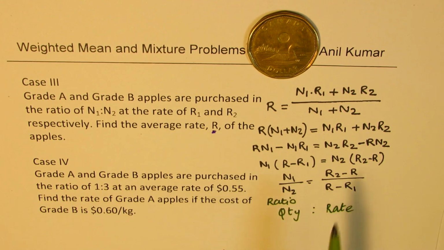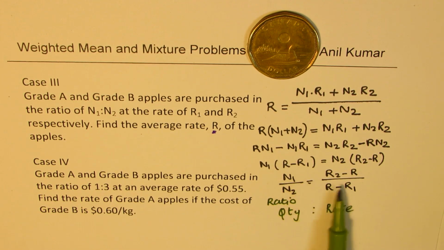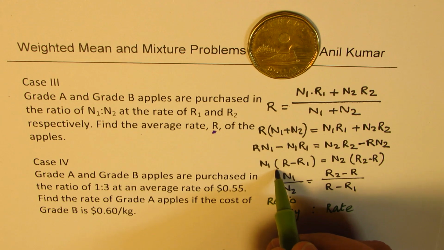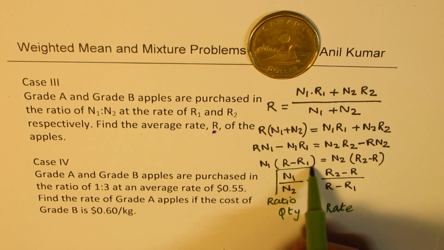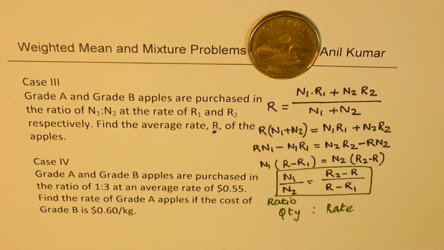So N1 over N2 is (R2 minus R) over (R minus R1), where R is the average rate, right? So difference in the rate with the average, for N1 goes in the denominator. Do you see the kind of inversely proportional? So that is what we get. Now, this formula itself is a huge concept which we are going to explore further. But I hope you understand all these steps. So take a minute to see how we have done all this.